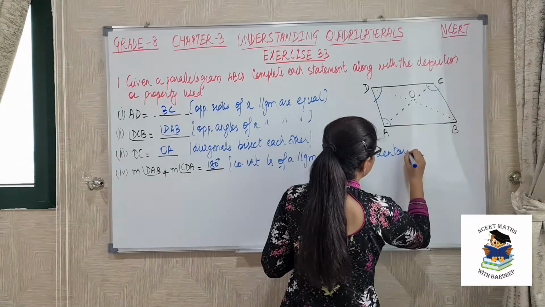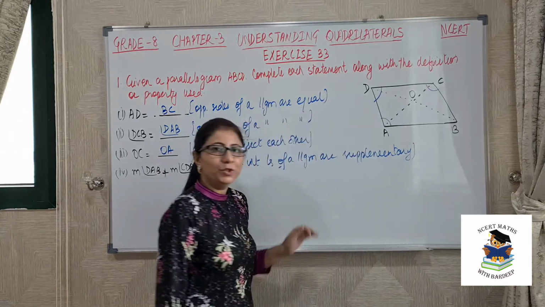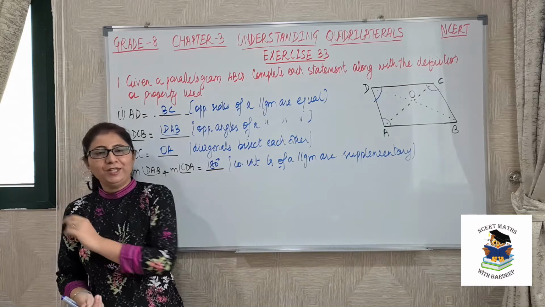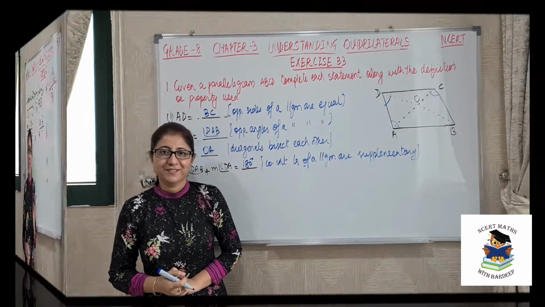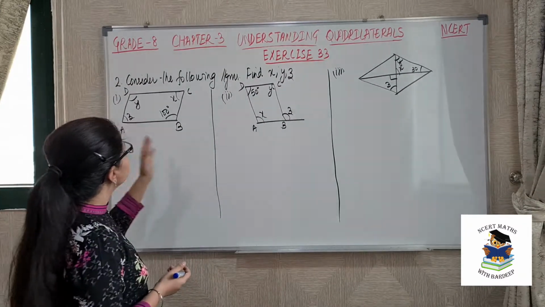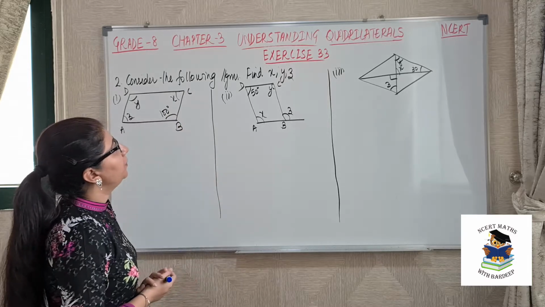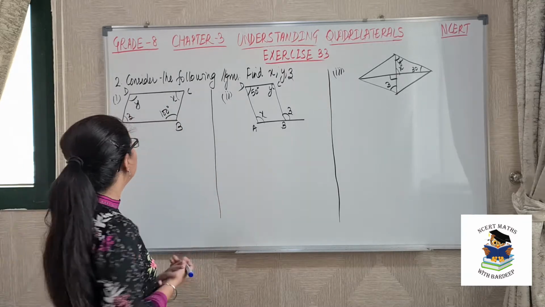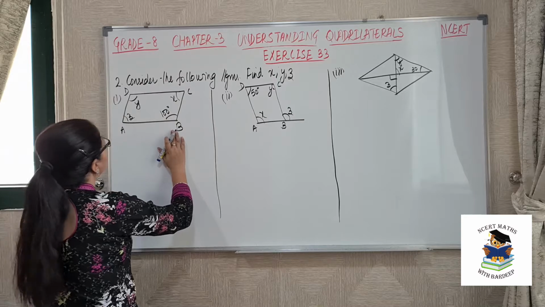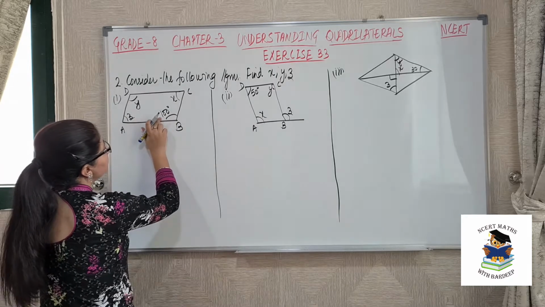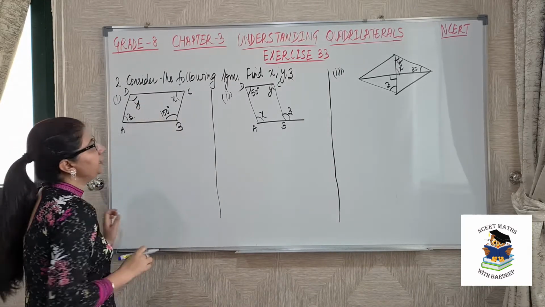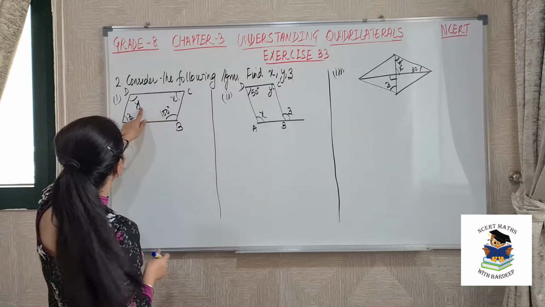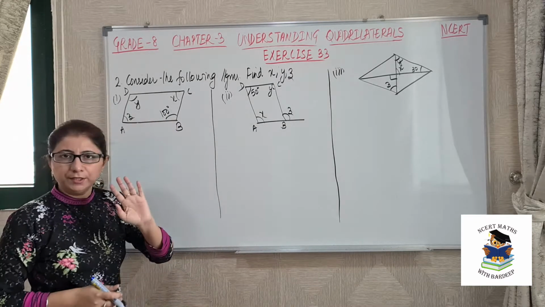I hope all the justifications are clear to you. So this is our first question. Now let's move on to the second one. So the second question is, consider the following parallelograms and find x, y, z. So see, in this parallelogram, this angle is 100. We know that opposite angles of a parallelogram are equal. So y should be equal to 100.